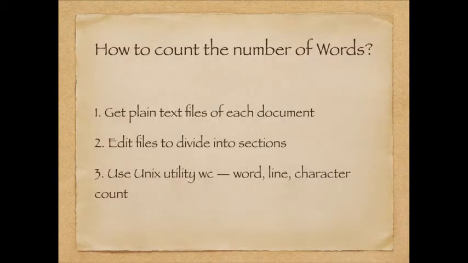So how to count the number of words? The methodology I came up with is pretty simple. Just get a plain text file of each document, so that would be the Constitution, the letter of transmittal, and the Bill of Rights. And then edit the files to divide them into the various sections that we divide it into. I'm going to use a Unix utility called wc, which is a word count. It counts the word, line, and character count. So anyway, let's go over to our Unix window here.